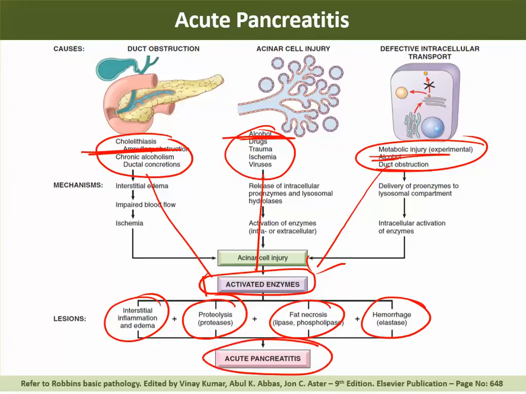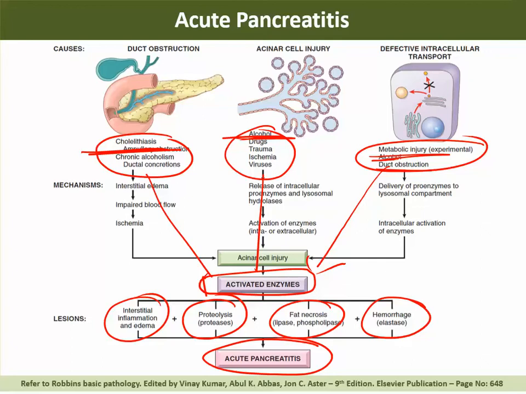If you remember the pathology of inflammation, you can easily remember the pathogenesis. In any inflammation, the first thing is vasodilation. Here there is vasodilation along with injury, so the leakage of fluid will be more and the edema will be more. The blood vessels are also digested, so it will go for bleeding, hemorrhage. The fat goes for necrosis because of lipase, and protease will digest the proteins.